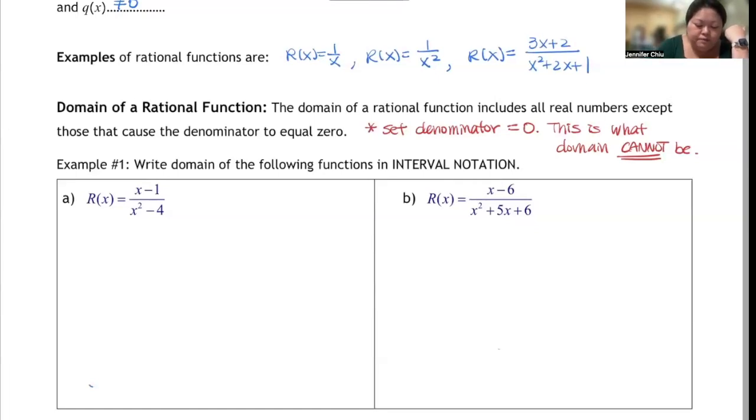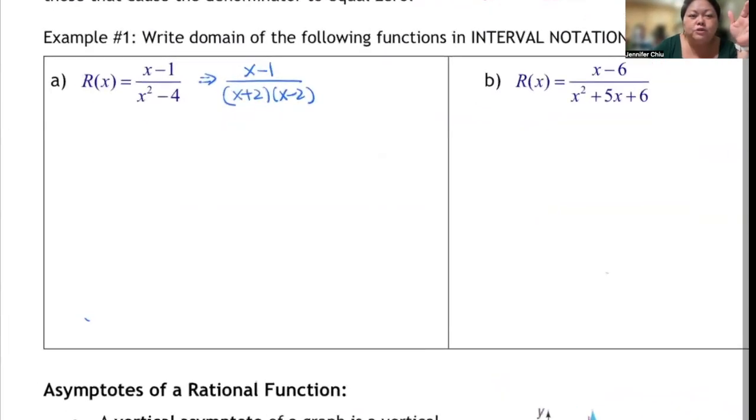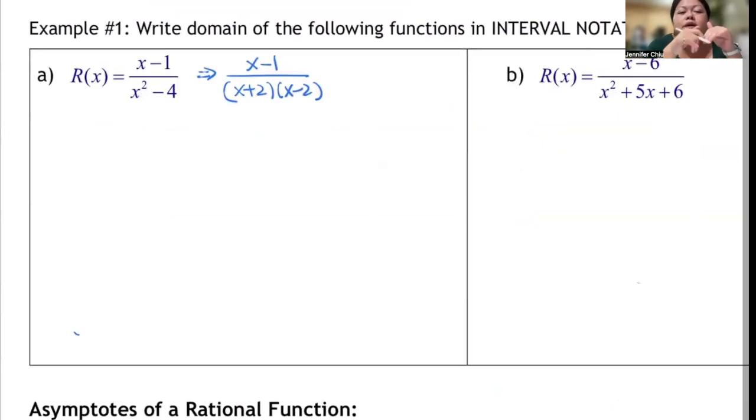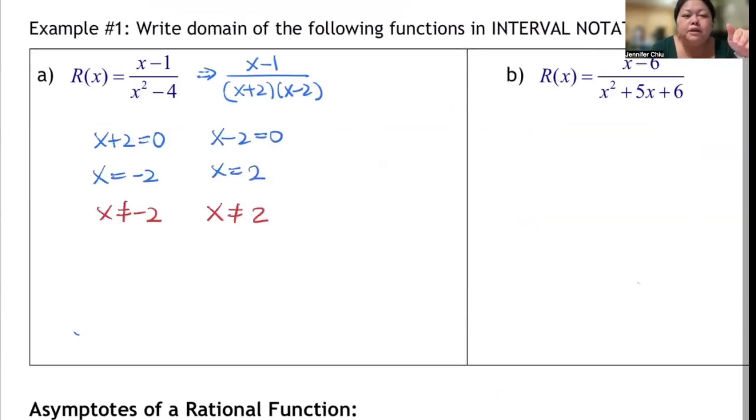So start with the first one. It says write the domain of the following function in interval notation. So first thing you want to do is try to factor as much as you can from your original equation here, right? So our denominator now factors into x plus 2 and x minus 2. Okay, then you solve them separately. You have x plus 2 equals 0 and you solve. Once you solve, you get to the bottom of it, then you want to change the equal to not equal to because you can't equal those two.